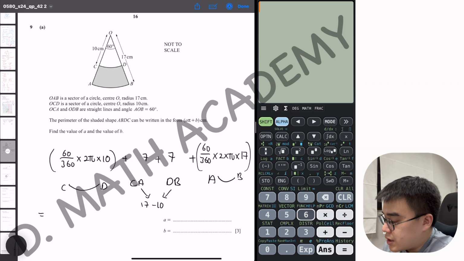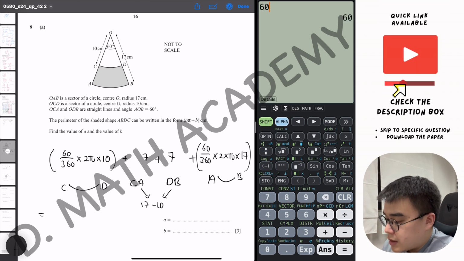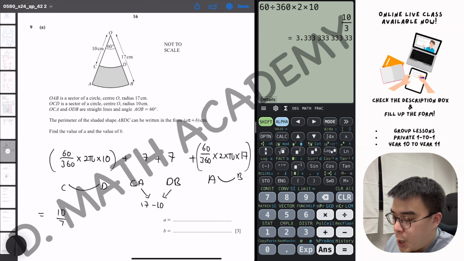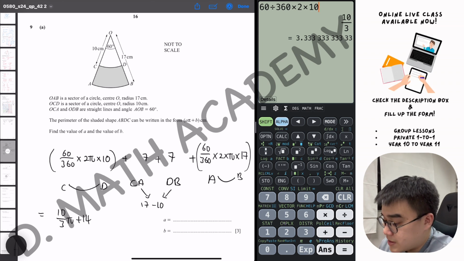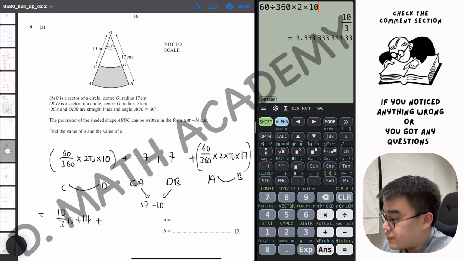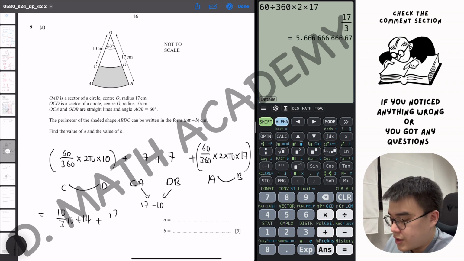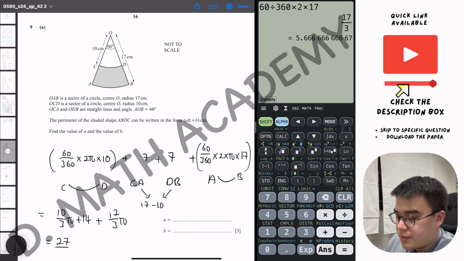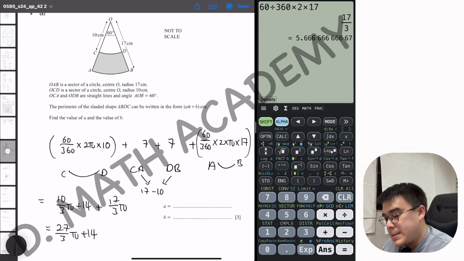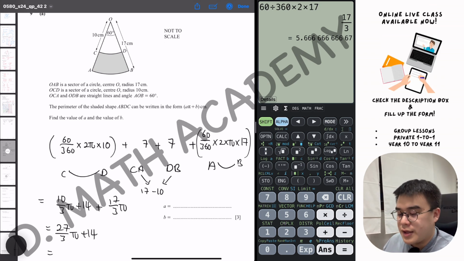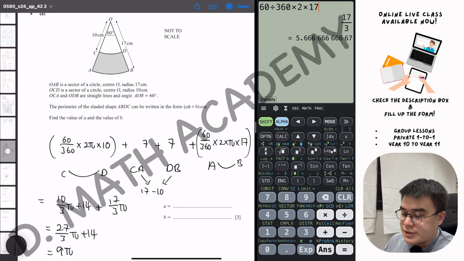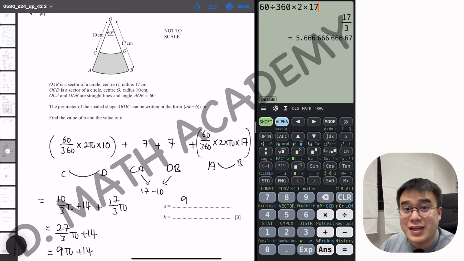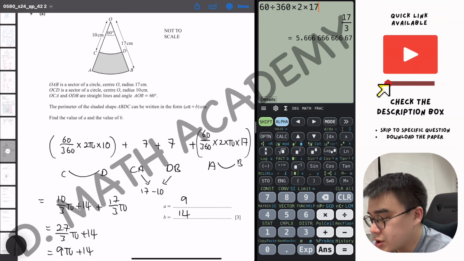60 over 360 times 2 times 10, I will get 10 over 3 pi, plus 14, plus 2 times 17, which is 17 over 3 pi. So when these two add up, it will become 27 over 3 pi plus 14. Yeah, so you get 9 pi and then plus 14. So the A is basically 9, the B is 14, and that's it for this question.